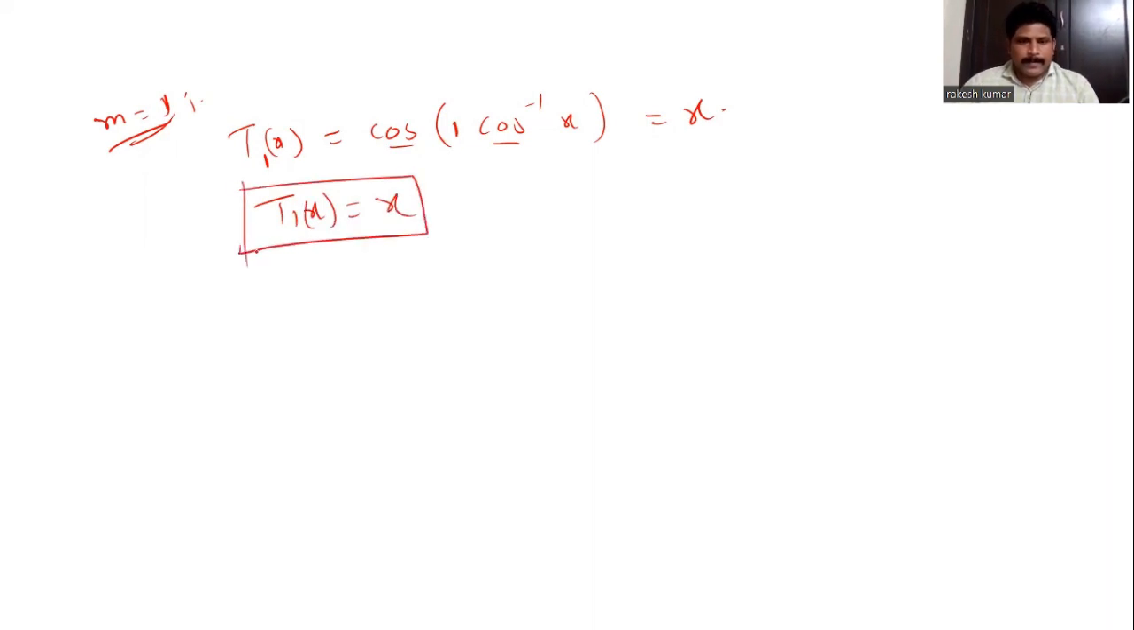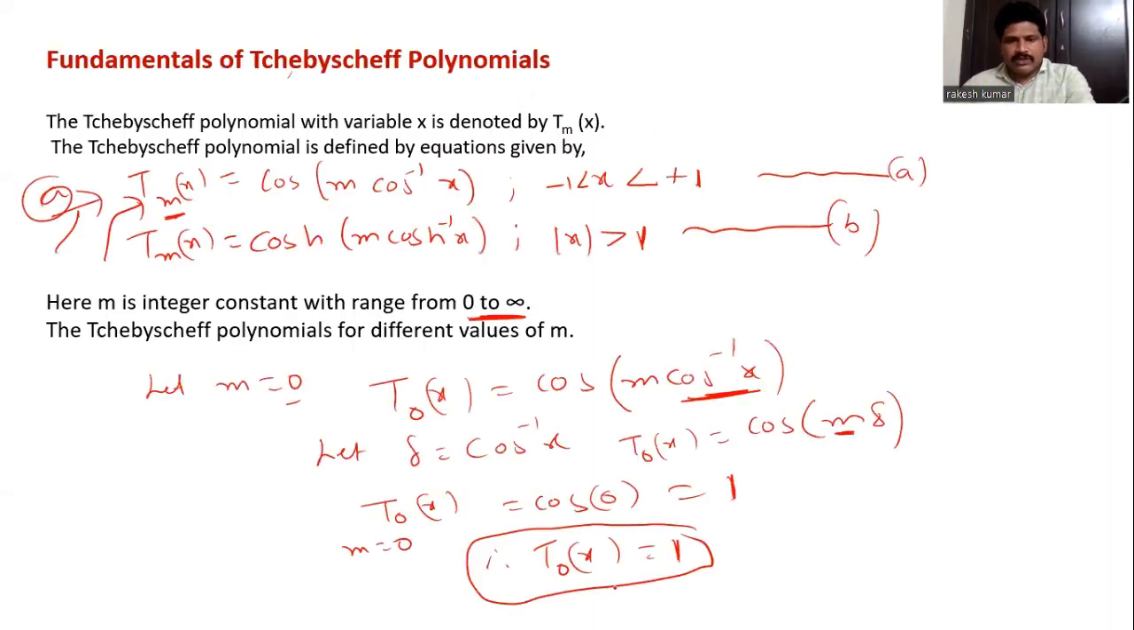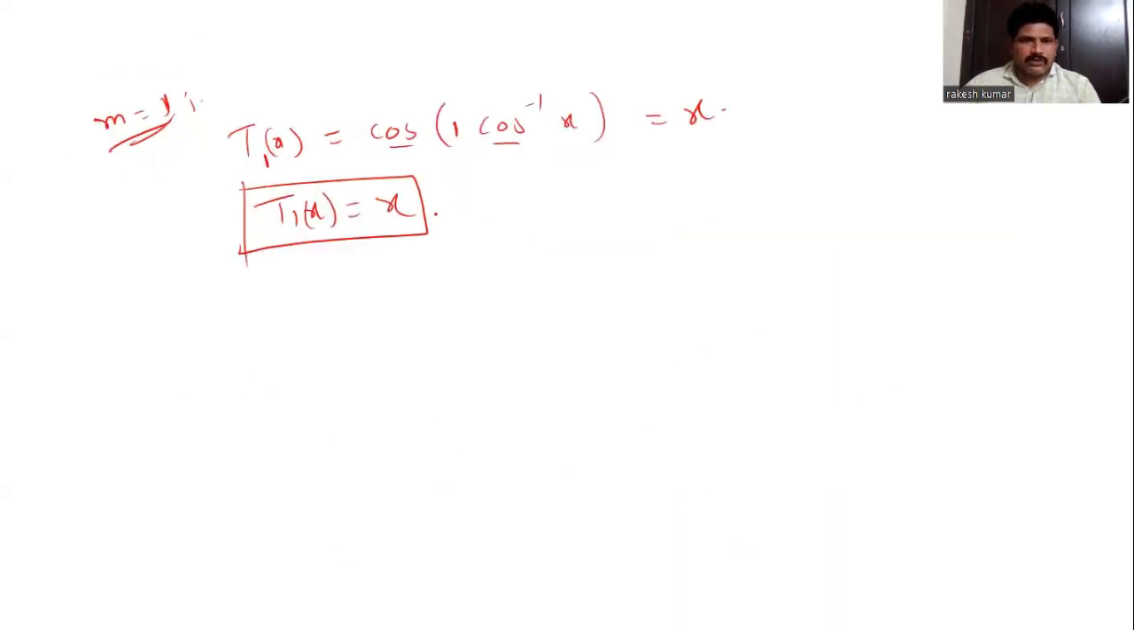Okay, so how can I write that expression? For m is equal to 1, T1 of x is equal to cos of 1 into cos inverse of x. Cos of cos inverse, what do you get? x. Therefore, what is the value of T1 of x? T1 of x is equal to x. In the previous case, what is the value of T0 of x? T0 of x is equal to 1. T1 of x is equal to x.